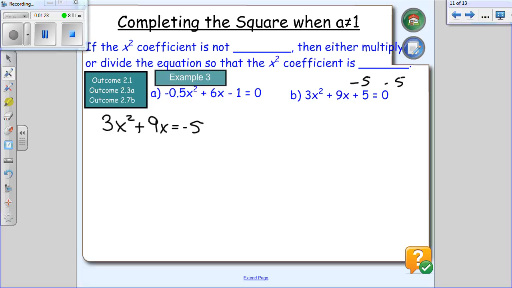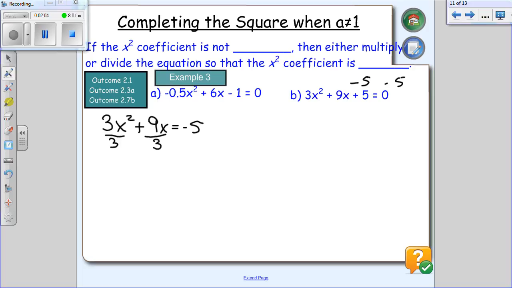Now we have something on the left-hand side with just x's, and then something on the right-hand side. This is a special case of completing the square, where our a value isn't equal to 1. Anytime your a value isn't equal to 1, if you're completing the square, you need to divide out that number. So we need to divide everything on the left-hand side by 3. You're basically just factoring the 3 out.